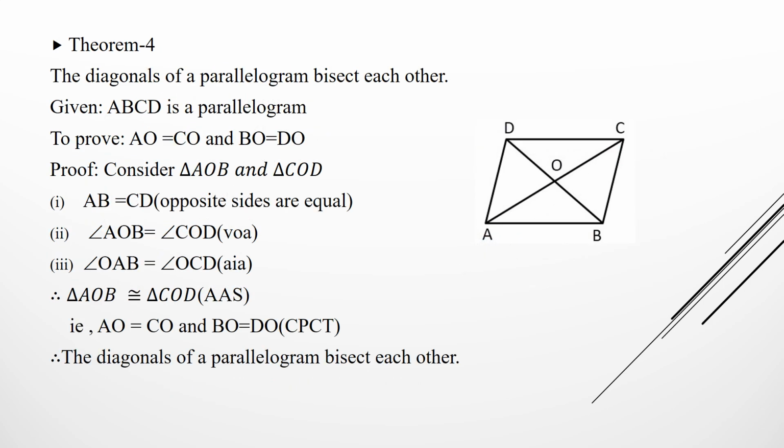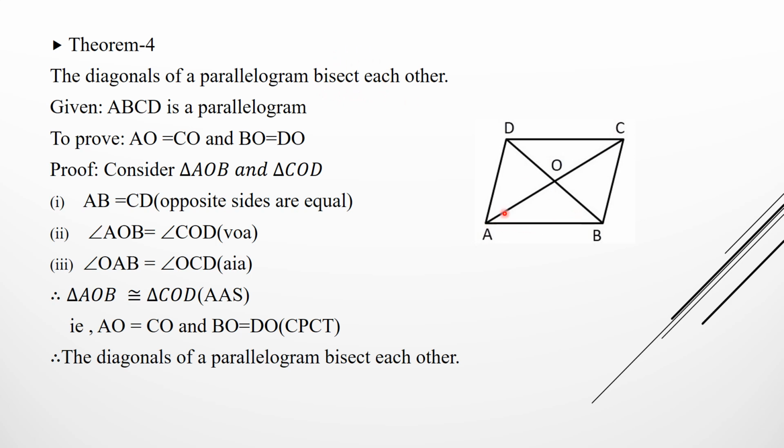Now the third property of a parallelogram, which is the diagonals of a parallelogram bisect each other. So let us prove that as theorem number 4. The diagonals of a parallelogram bisect each other. We are given a parallelogram ABCD and the diagonals AC and BD. We want to prove the diagonals are bisecting each other.